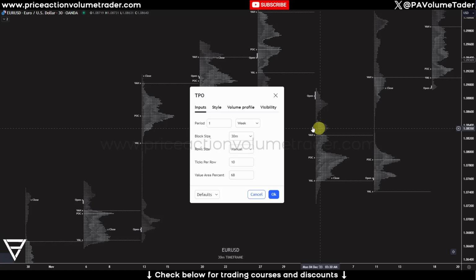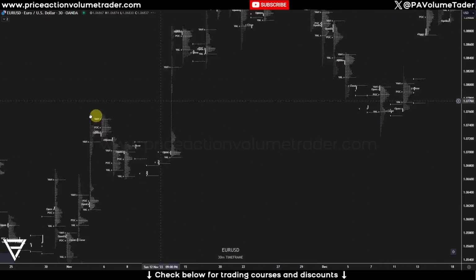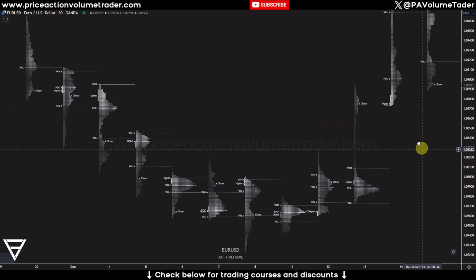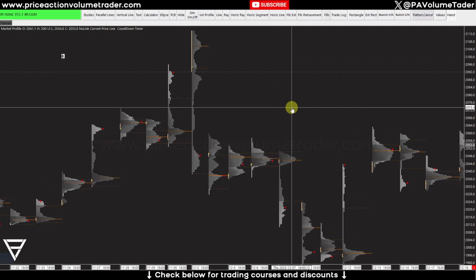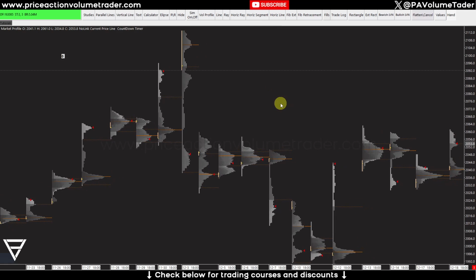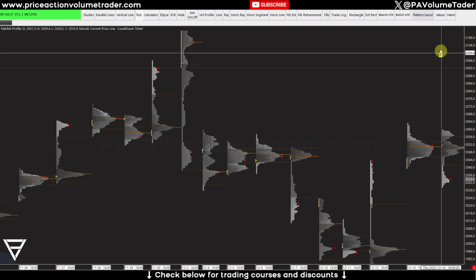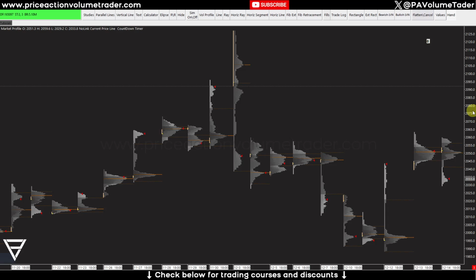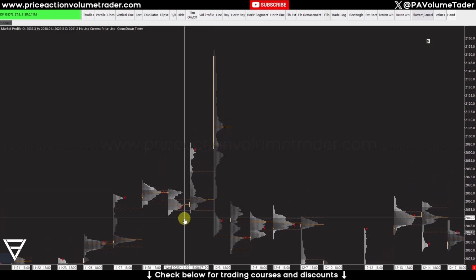Okay, but in this video we're going to focus on manual composites, which, as we're going to see, lets you, as the word says, manually make up profiles at areas that are key to your analysis. So here we are in Sierra Chart. TradingView still doesn't have the option to merge and unmerge profiles, so I'm going to do this in Sierra Chart.